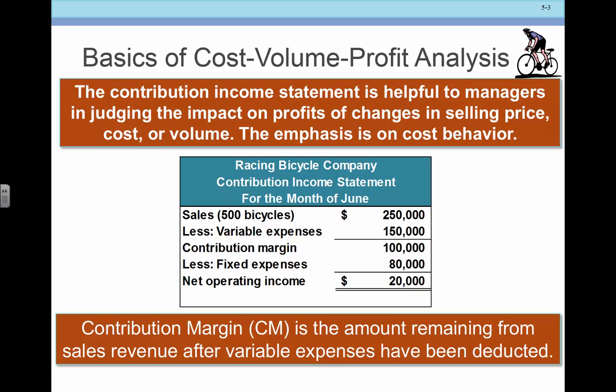And it says it right down here. CM is the amount remaining after sales revenue and variable expenses have been deducted. Well, what's the purpose of that number? It's got to cover my fixed expenses and my net operating income.